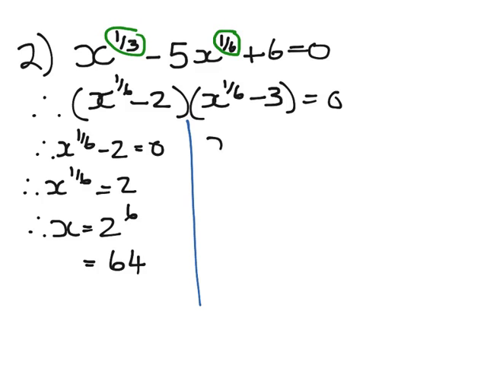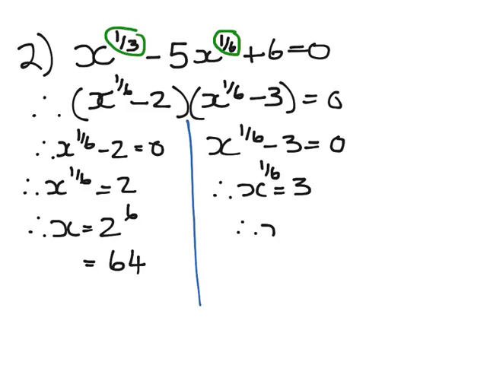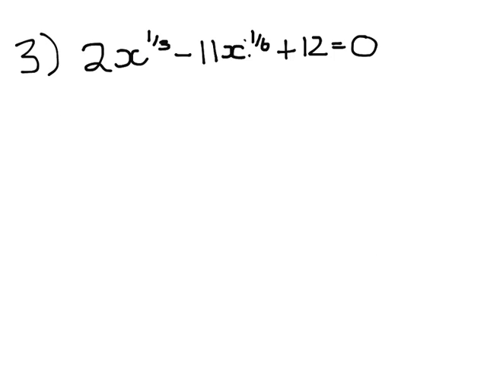Or on the other side, x to the 1 over 6 minus 3 must be equal to 0. Therefore x to the 1 over 6 will equal 3. Therefore x will equal 3 to the power of 6, which is equal to 729. A more complicated disguised trinomial. Again in this case we notice that the power there is double the size of that power there. So again we have a disguised trinomial.